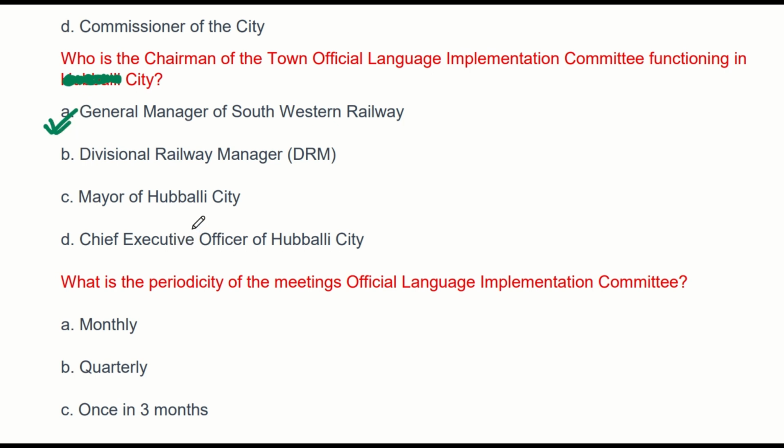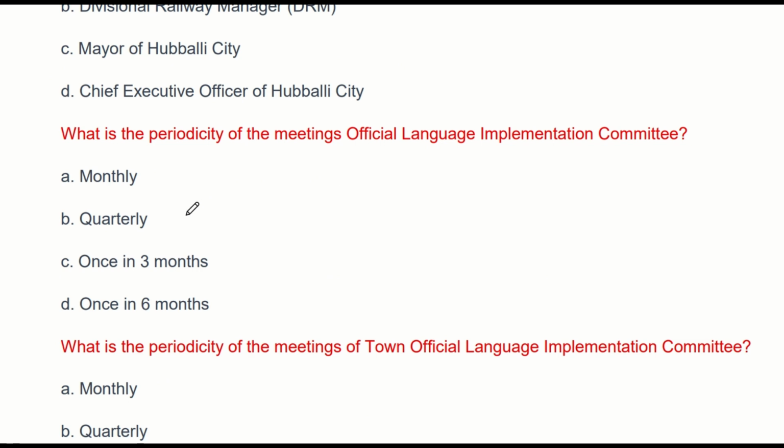What is the periodicity of the meetings of Official Language Implementation Committee? A. Monthly. B. Quarterly. C. Once in 3 months. D. Once in 6 months. And right option is option C.